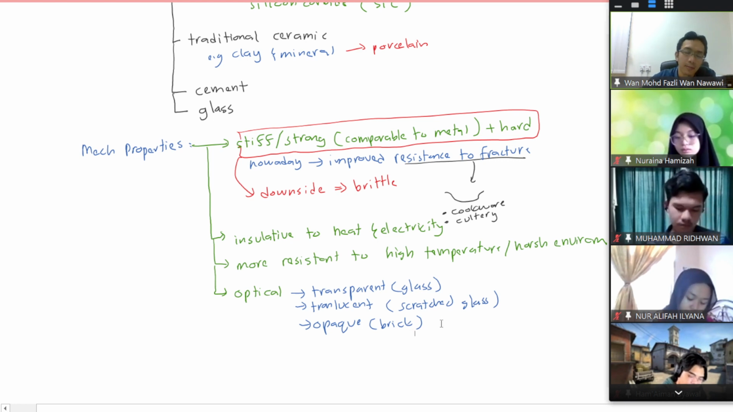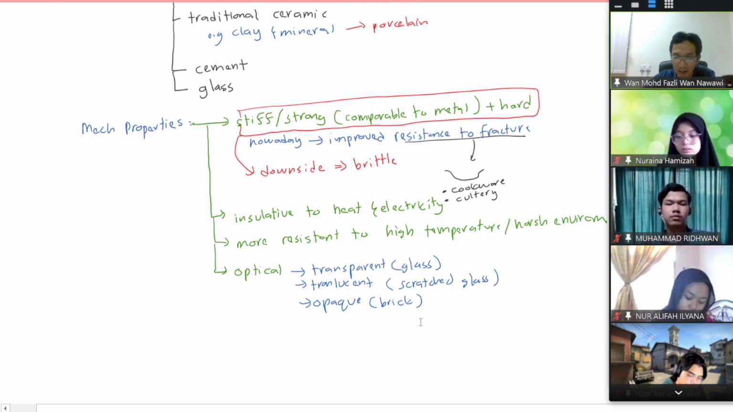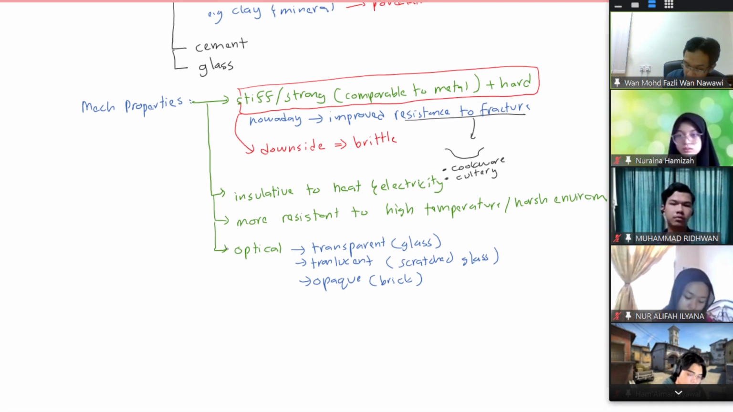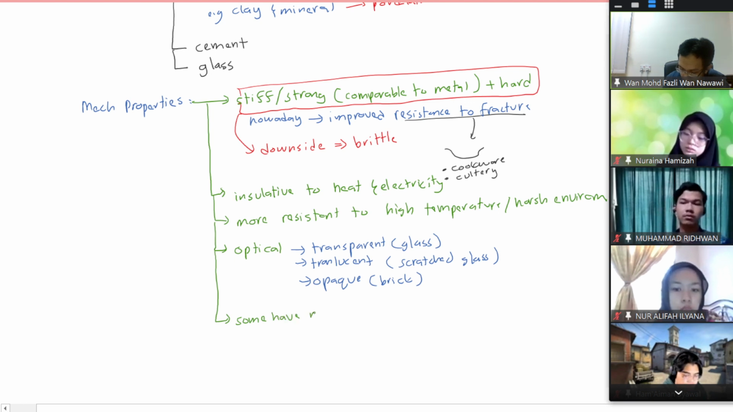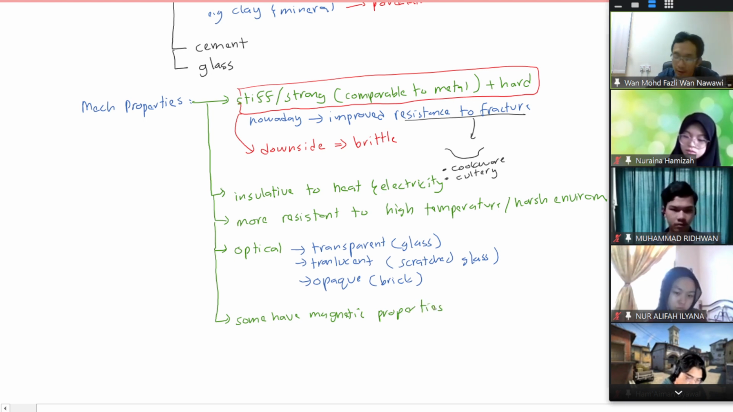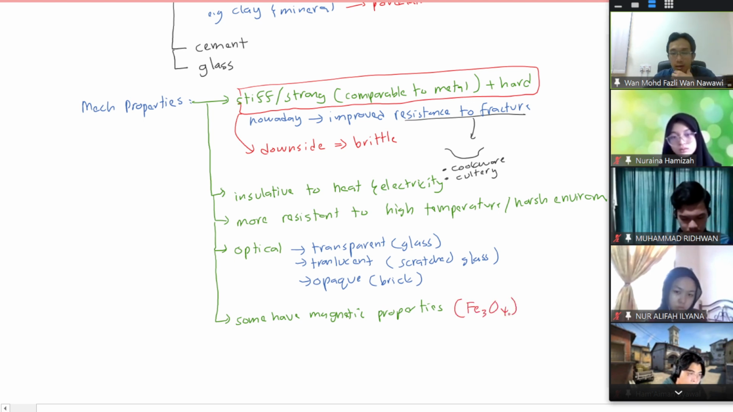Okay, and some ceramic oxides have magnetic properties. Only some. For example, iron oxide. Normally, when we talk about something magnetic, it must have some iron, cobalt, or nickel. So, for example, the ceramic oxide Fe3O4. So this is iron oxide. We call it oxide ceramic.